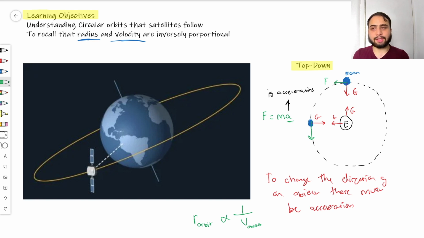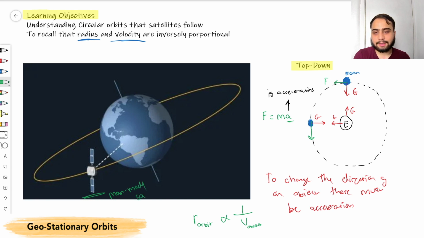Now we've been talking this entire time about the moon, which is a natural satellite. Now let's have a look at a man-made satellite. You can see here that there is a white dashed line going to a specific point on Earth. That's because here we're looking at something called a geostationary satellite.